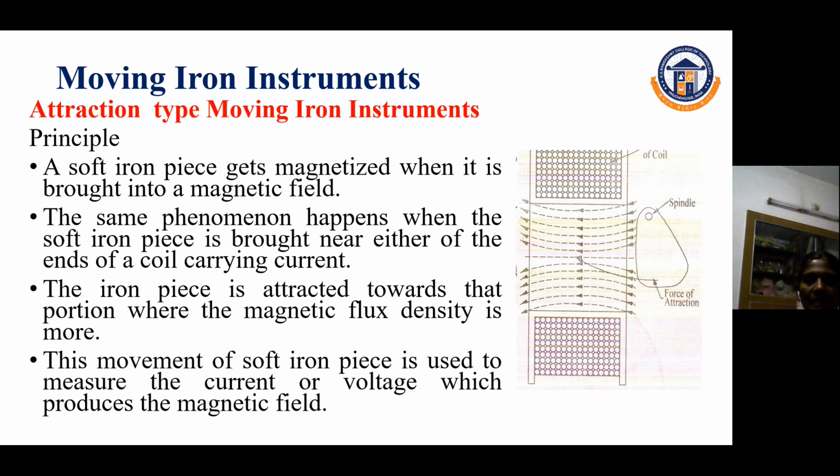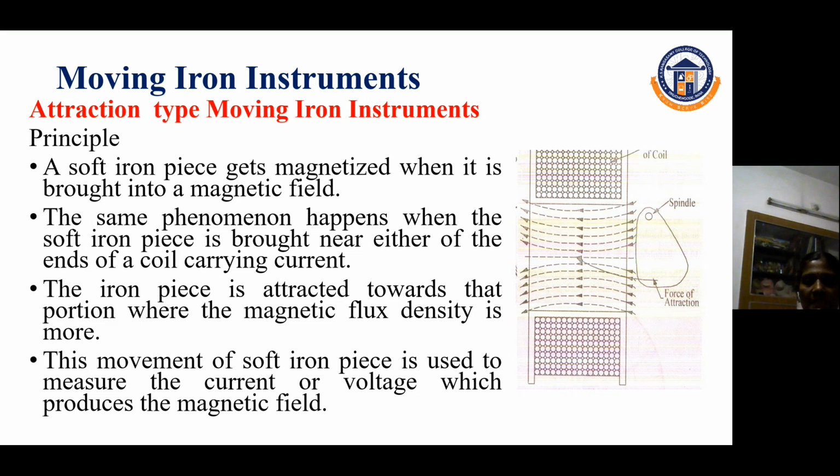This is the attraction type of moving iron instruments. So there are two vanes provided. Due to attraction, both coils will be connected with the supply. What is the quantity to measure?